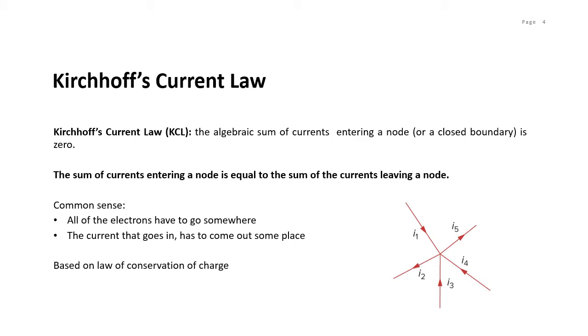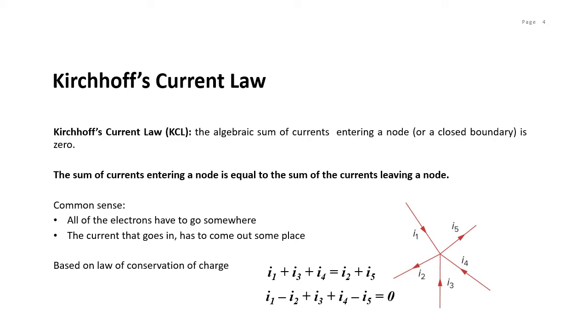So let's see this example here. We have I1 entering, I3 also entering, and I4, whereas currents I2 and I5 are leaving the node. So we put all the entering currents on one side and the leaving currents on the other. Current entering equals current leaving, so I1 plus I3 plus I4 equals I2 plus I5. If you bring I2 and I5 to the other side, then you'll get equals to 0. So this is the algebraic sum of currents.